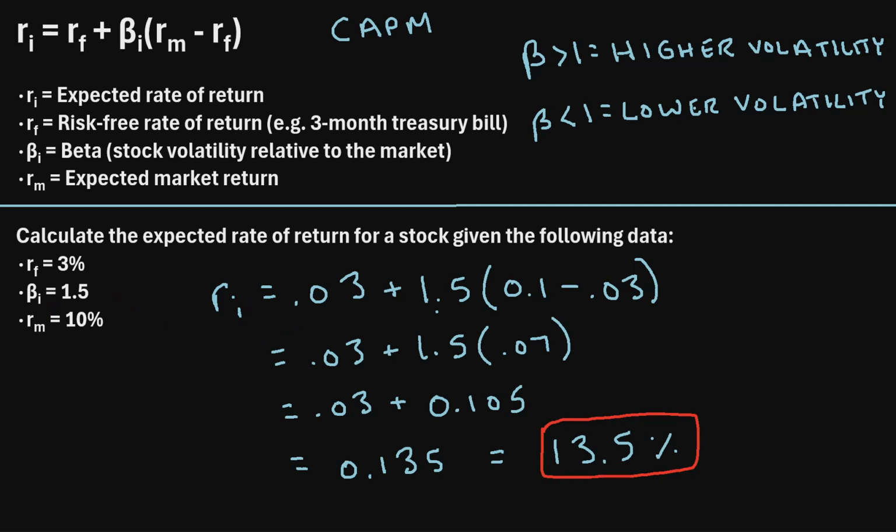So the higher the beta value, the greater the stock volatility and thus the greater expected rate of return. And that should make sense because higher values of beta mean more volatility or more riskiness, so an investor would demand a higher expected rate of return to be compensated for that risk. So that was just a quick example of how to use CAPM to calculate the expected rate of return for a stock.